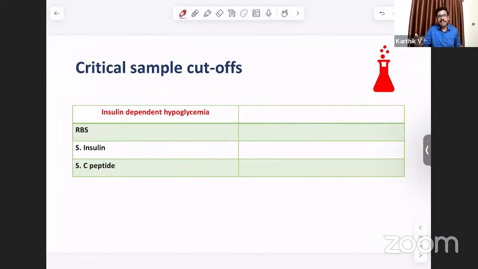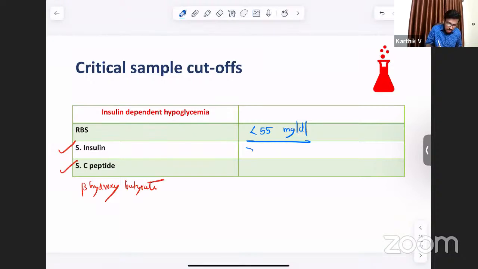Now, you have taken the critical sample and you have sent the sample for serum insulin, serum C-peptide, and serum beta-hydroxybutyrate, which is the ketone body. So to say that the patient is suffering from insulin-dependent hypoglycemia, the blood glucose, as I have told, should be less than 55 milligram per deciliter. Serum insulin should be more than 3 milli international units per liter. This is very, very important.